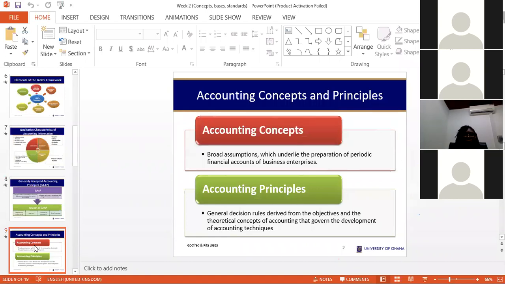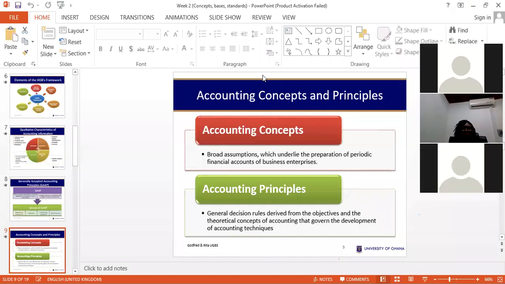So that is it. There are different groupings, but in every country, there are regulatory bodies who are supposed to oversee. I can see two hands raised. Yes, Ebenezer. Madam, please.